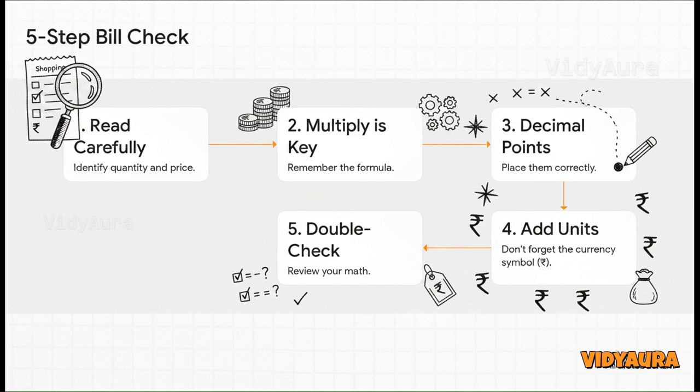Second, remember the key. It's always multiplication. Third, keep an eye on those decimal points. Make sure you place them correctly. Fourth, add your units. Don't forget that rupee symbol. And finally, and this is what every pro does, just double check your math. It takes like 2 seconds, and it's the best way to catch a mistake before it even happens.